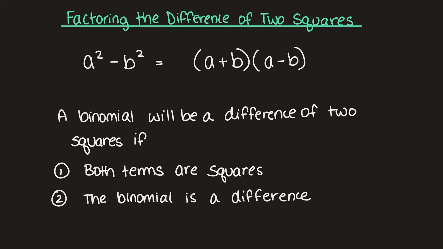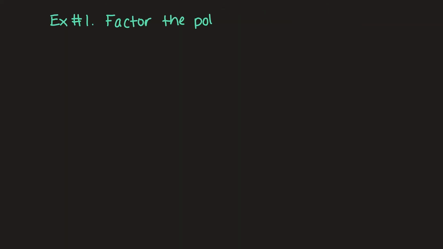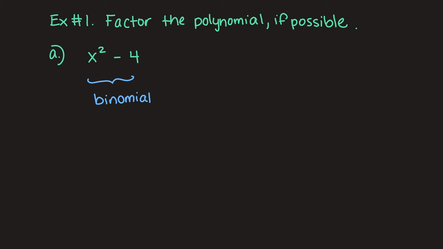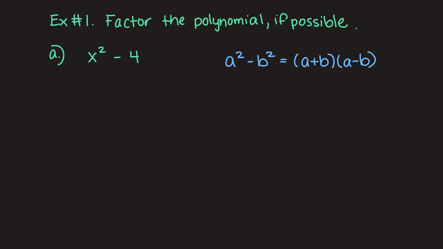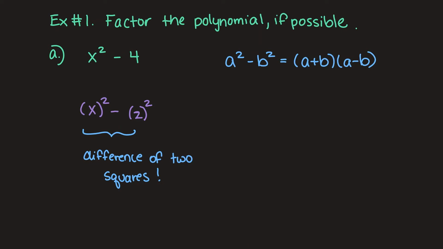Let's practice using this pattern and seeing if we can recognize when a binomial is a difference of squares. So we want to factor the following polynomial. Since this is a binomial, we want to see if this is also a difference of two squares. If so, then we can factor it using our formula a squared minus b squared equals (a + b)(a - b). The first term, x squared, is already written as a square, and the second term can be written as a square if we write 4 as 2 squared. And since the binomial is a difference, we have a difference of two squares.